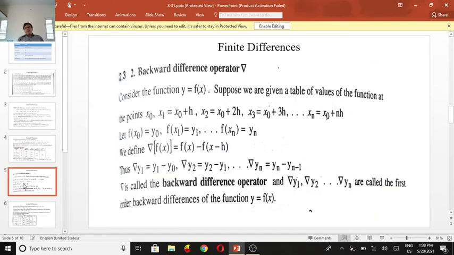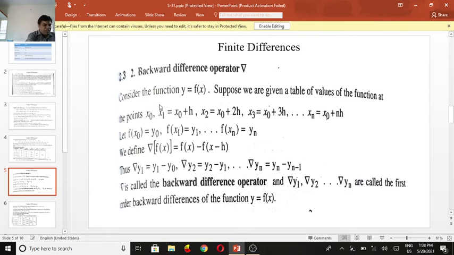Now, all of these are forward differences. Now we come to the backward differences. The backward difference operator is simply denoted like this, in the reverse triangle form. So the forward difference is the upper triangular form, and the backward difference is the reverse triangle delta form.